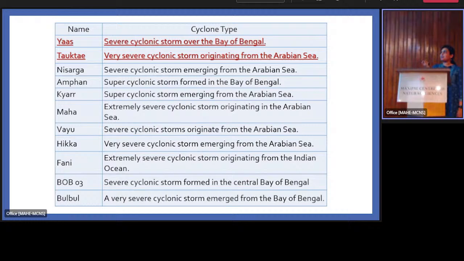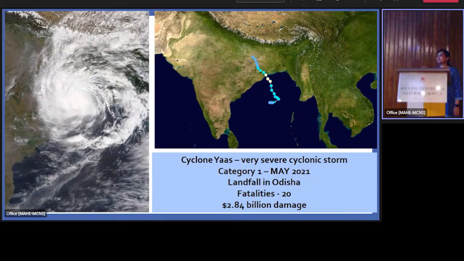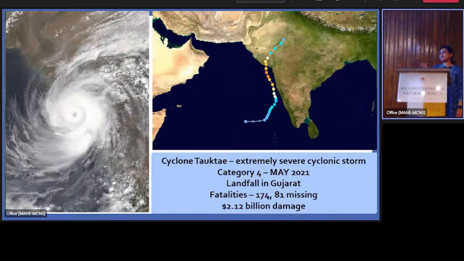Now this is cyclone Yaas, which made landfall in Odisha, and the casualties were only 20 because they had already warned and evacuated the entire coastal region. Another, cyclone Tauktae, actually had 171 casualties because this was an extremely serious cyclonic storm.